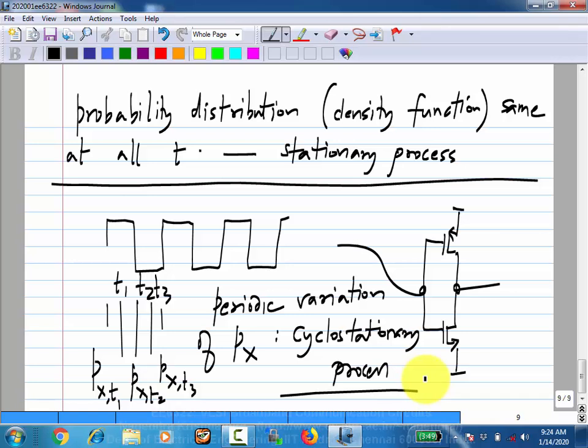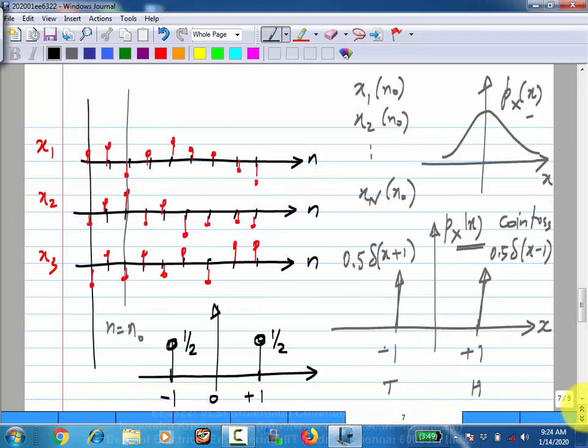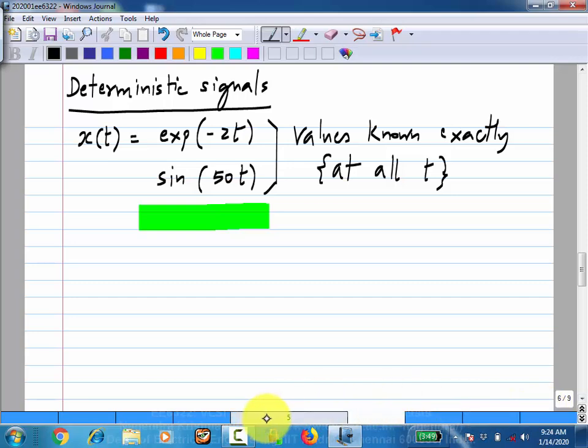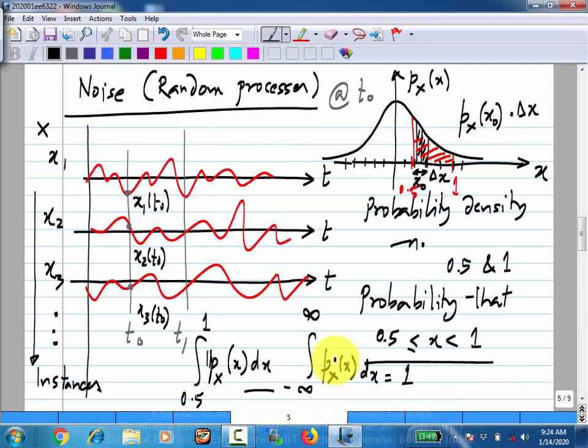So we will consider stationary processes for now, but we should be aware that there are cyclostationary processes where the probability density function will be periodic, right? Fine. Essentially all I am doing is introducing the basic definitions so that we can use these things. Now let's get back to the stationary process for now.